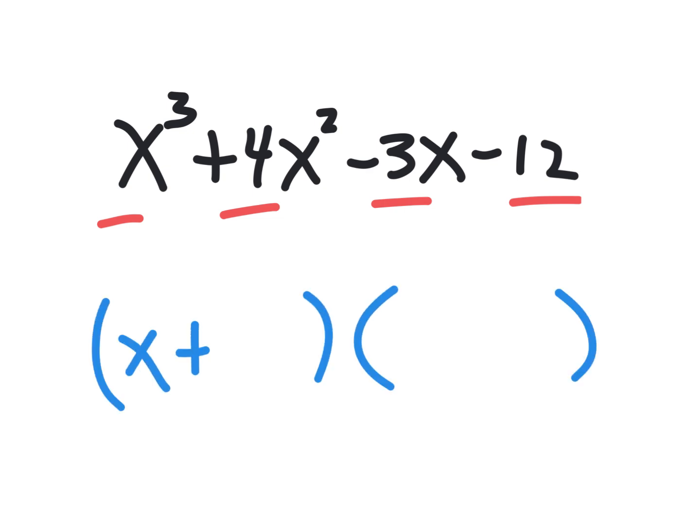X plus 4, and x squared minus 3. You are correct. Now, if you're like, how the heck did he do that? I will show you in a moment.